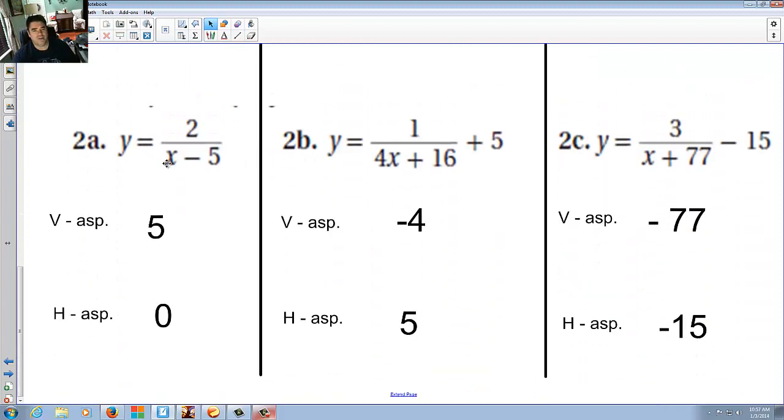For the first one here, to make this 0, you have 5, so vertical asymptote or x value of 5. Nothing after, so horizontal asymptote is 0. This one here, you want to plug in negative 4, because 4 times negative 4 is negative 16. Plus 16 makes 0, so your vertical asymptote is negative 4. And it's just plus 5, so your horizontal asymptote is 5. Here, negative 77 plus 77 will make 0, so vertical asymptote is negative 77, and horizontal asymptote is negative 15.